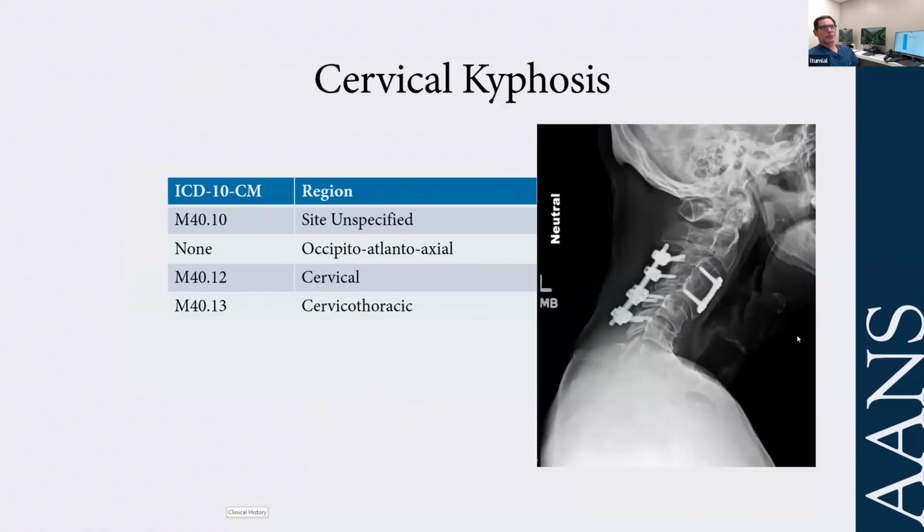This is someone who's got cervical thoracic kyphosis. The construct just did not go far enough for this. This is my patient who should have had a much more extensive reconstruction of the neck, but then the cervical thoracic, so that was the M40.13.